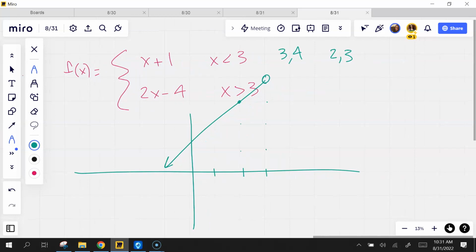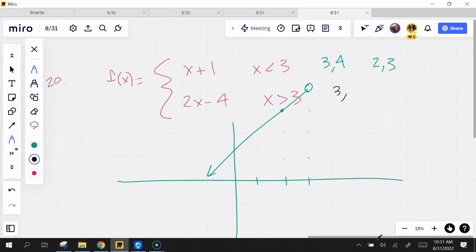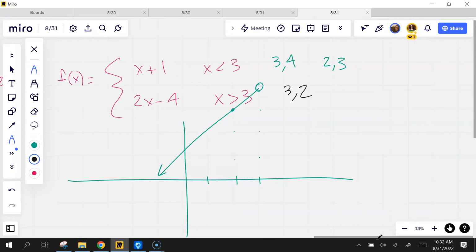And then the second piece, 3, 6 minus 4 is 2. Are both of these explicit? Yeah. 3, 2. So this is going to be an open dot here as well. Bigger than 3, so maybe 4. 8 minus 4 is 4, so I got 4. 1, 2, 3, 4.